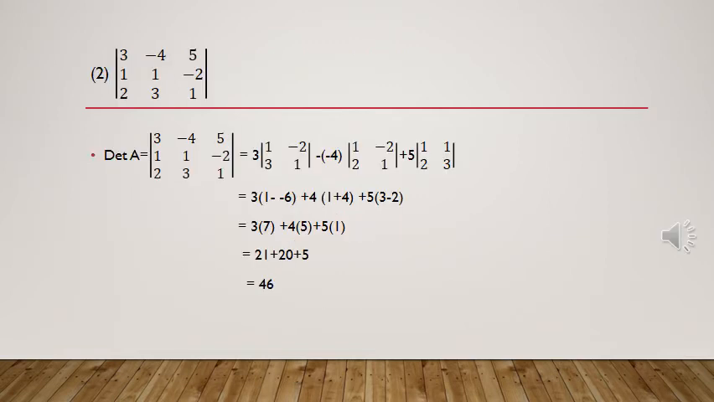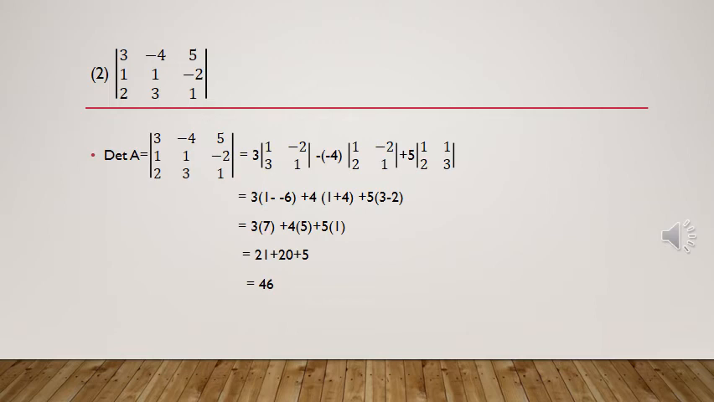Okay, let's see how we can expand this determinant: 3, negative 4, 5, 1, 1, negative 2, 2, 3, 1. Shall we expand along the first row? So on top of 3 you may put plus, on top of negative 4 you put minus, on top of 5 you put plus.